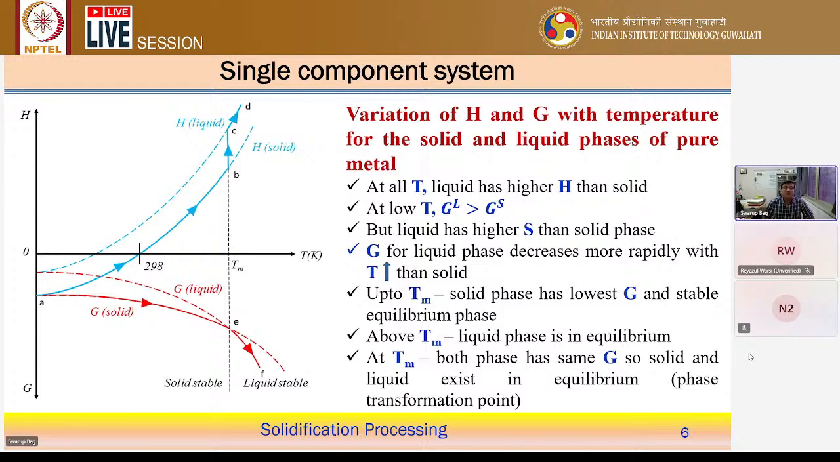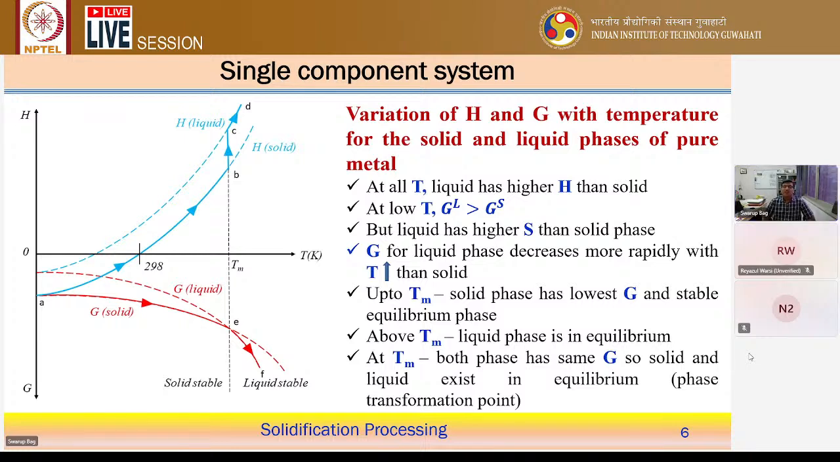Similarly, if we follow the free energy G with respect to temperature, we can see that the minimum value is for the solid phase before the melting point temperature. But when the melting point temperature is crossed, the minimum value is for the liquid phase. So the transition is decided by the melting point temperature. At the same time, one observation from this graph is that the Gibbs free energy values are always negative.